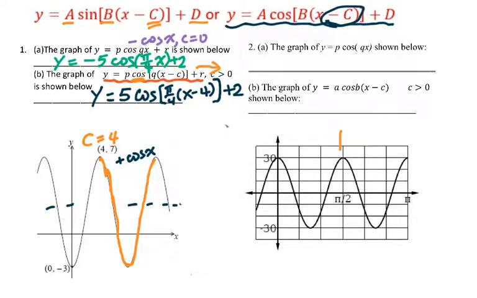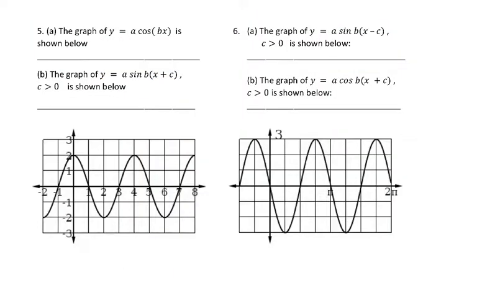After you figure out this cosine function compared to this one, you can get P equals 5. Q equals pi over 4. C equals 4. And R equals 2. Let's go to number 6. The graph of y equals a sine b(x minus c), with c greater than 0, is shown below. So we need to look at this graph.